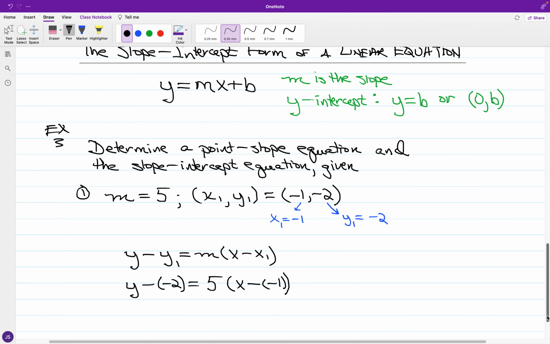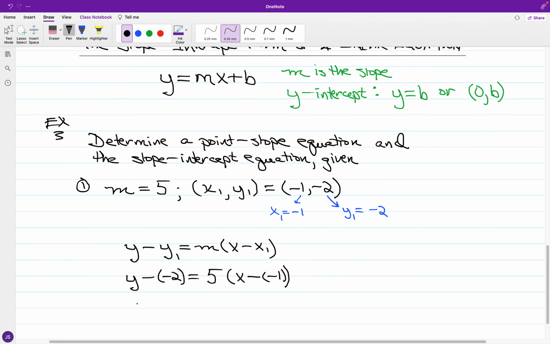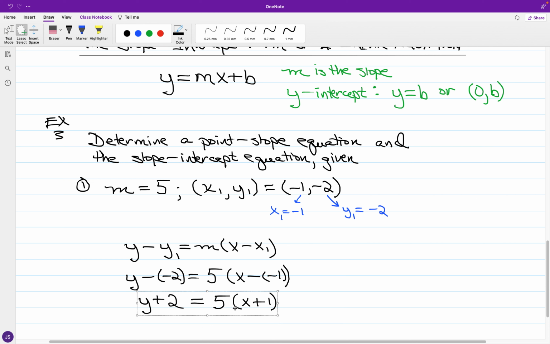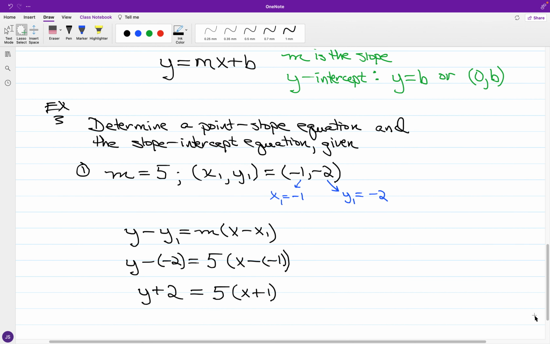So this is what I have so far from directly substituting these values and then undoing the subtractions of negatives. Y minus -2 becomes y plus 2, and we have is equal to 5 times the quantity of x plus 1. At this step, this is going to be the corresponding point slope equation.